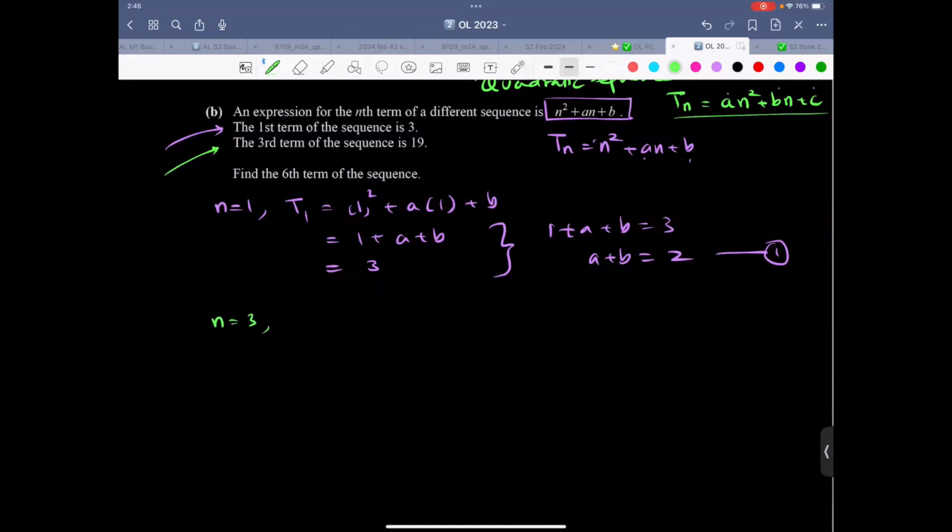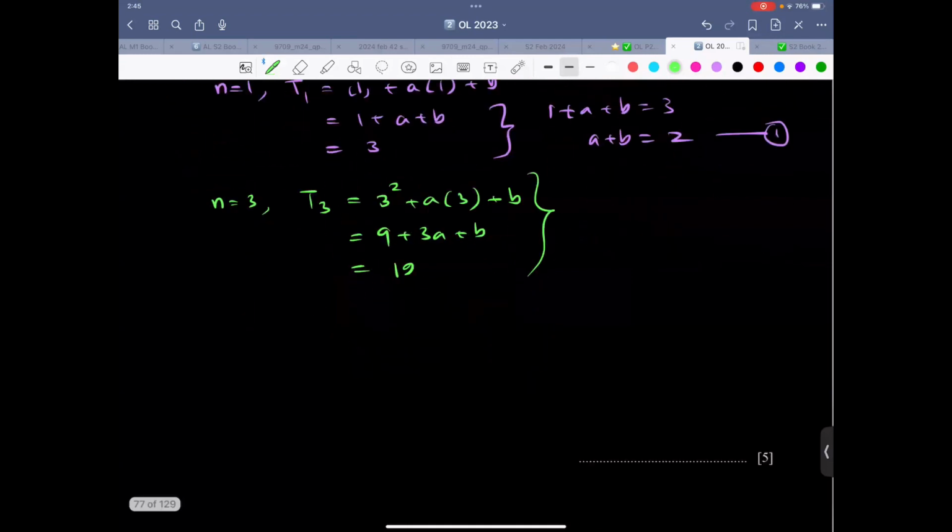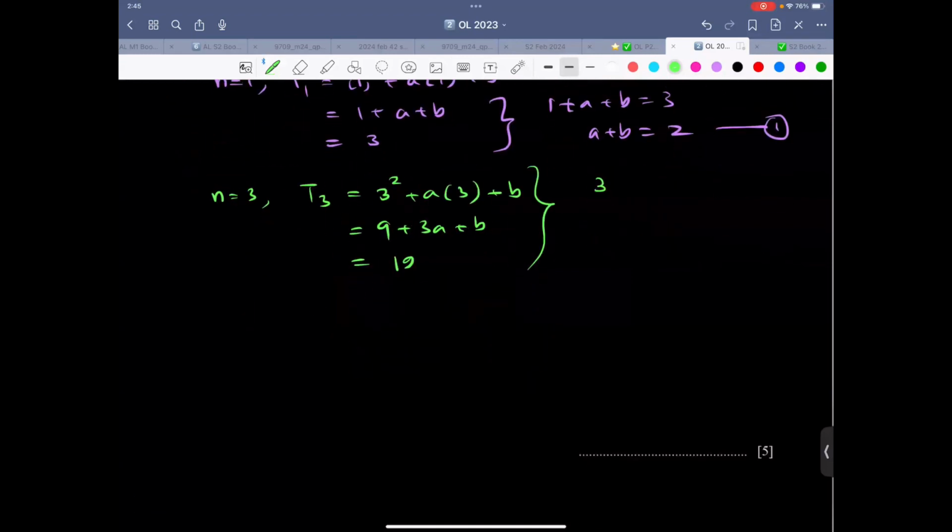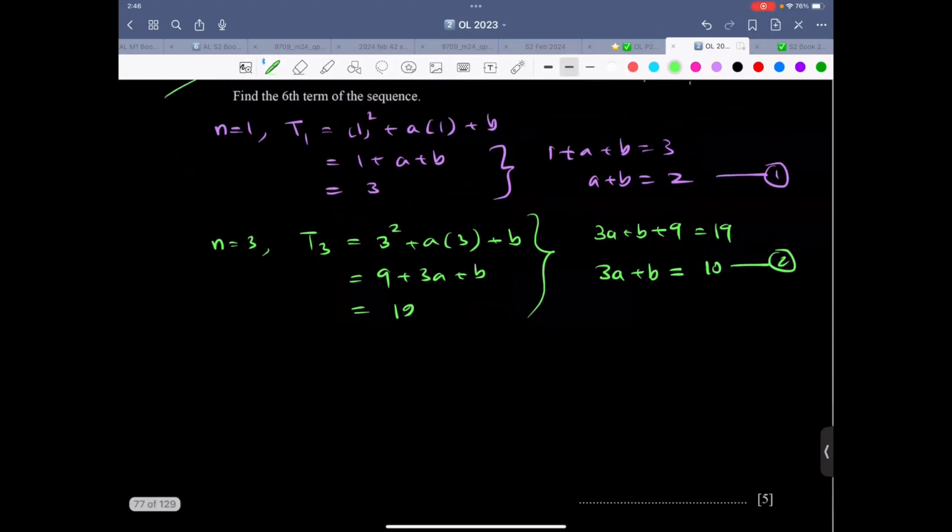So n is 3. T3 is 3 squared plus a times 3 plus b. That is 9 plus 3a plus b. This equals 19. Make the second equation. 3a plus b plus 9 is 19. 3a plus b is equal to 10. That is the second equation.